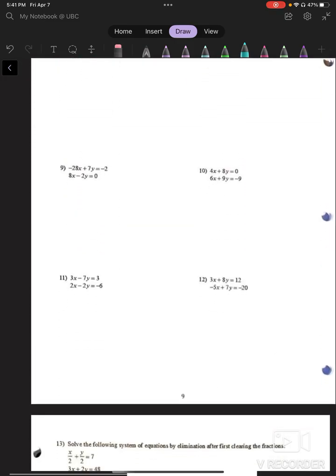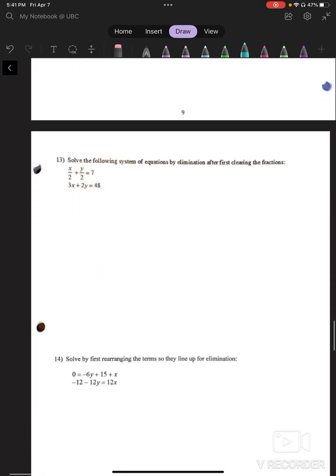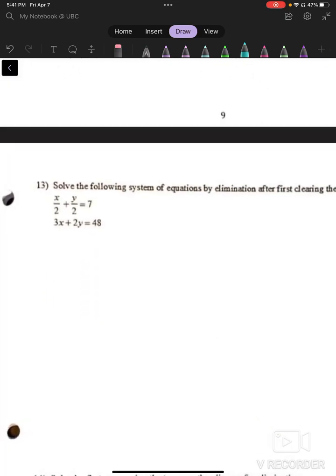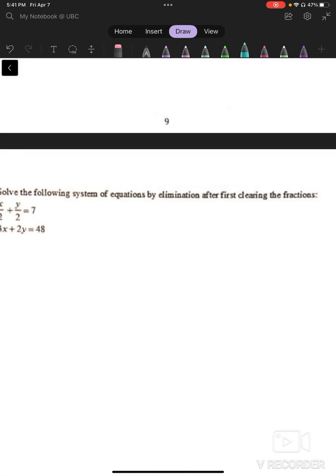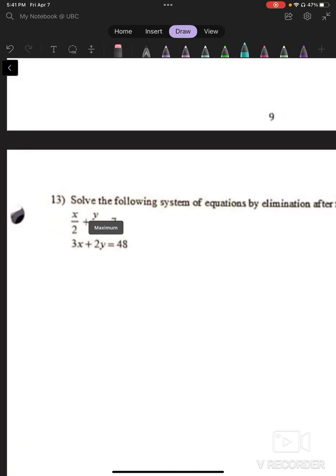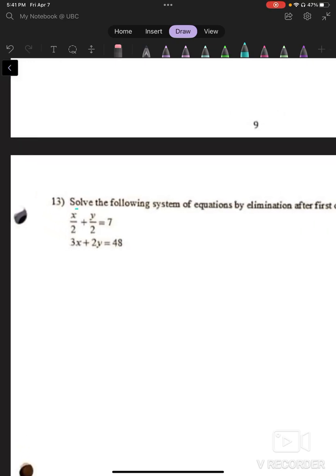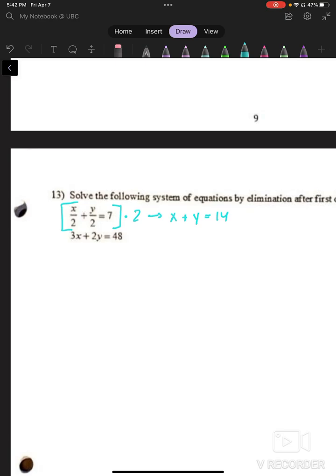Here for this problem, they're asking you to solve the following system of equations by first eliminating the fractions. So to do that, you're going to do exactly what I mentioned before. You're going to multiply this whole equation by 2, which is going to give you x plus y equals 14. And then here they have 3x plus 2y equals 48.